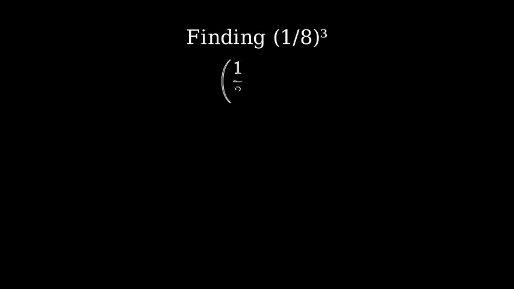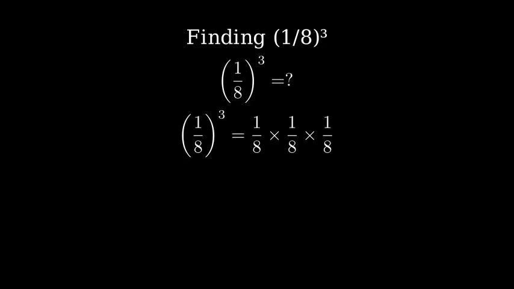Let's solve this step by step. We need to find what 1/8 raised to the third power equals. When we cube a fraction, we multiply it by itself 3 times. So 1/8 cubed means we multiply 1/8 times 1/8 times 1/8.